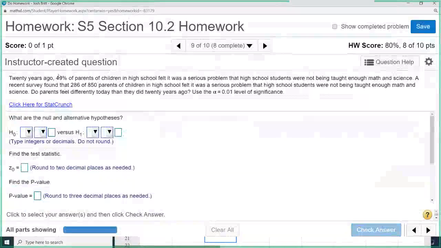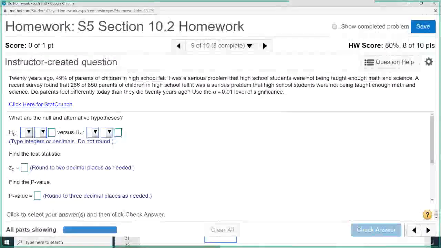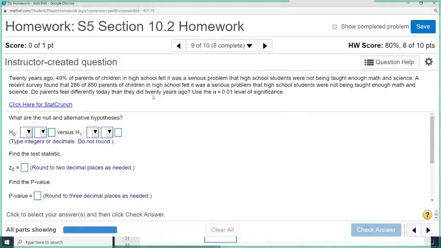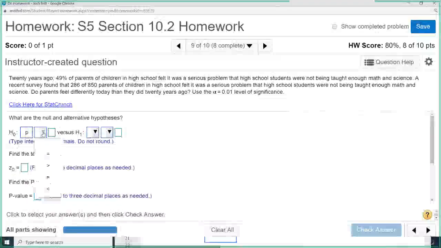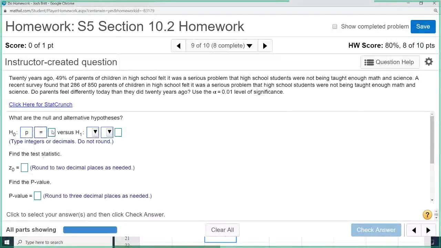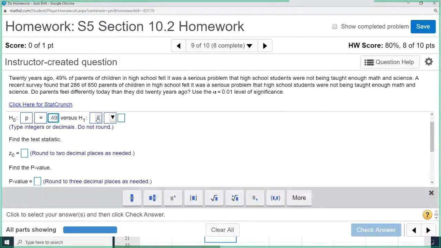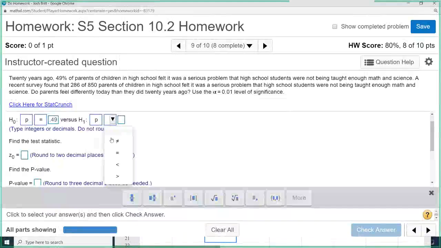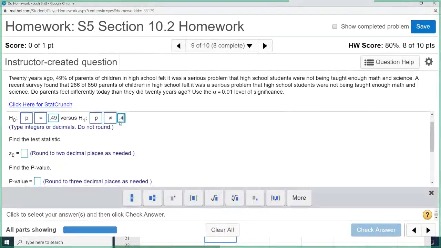All right, so this time 49% of parents of children in high school felt it was a serious problem that their kids were not being taught enough math and science. A recent survey found 286 of 850 felt it was a serious problem. Do parents feel differently today than they did 20 years ago? So if it says differently, or different than, or something other than, or not equal to, it's going to be a two-tailed test. So proportion is equal to 49% and proportion is not equal to 49%.